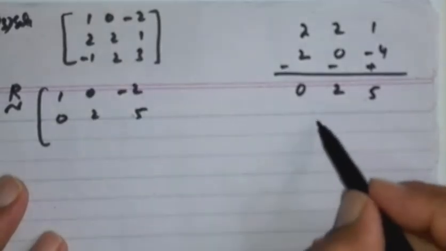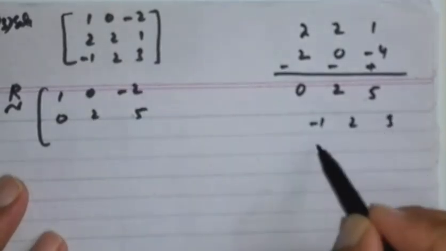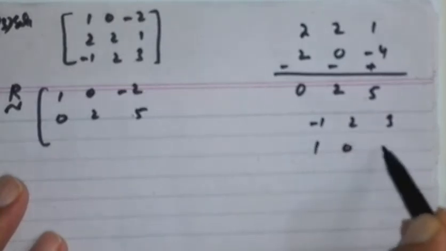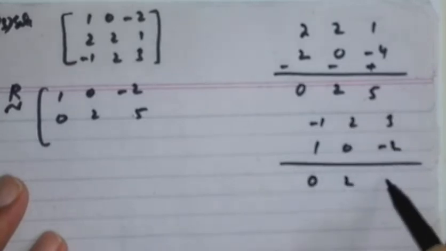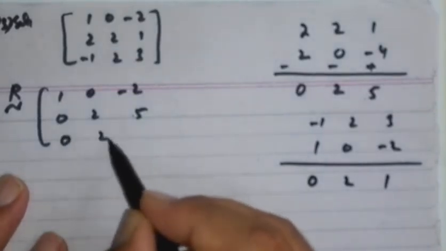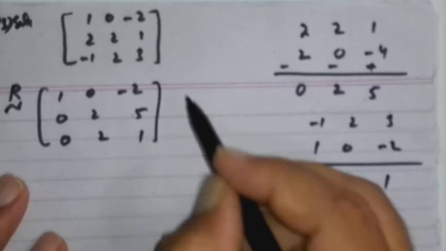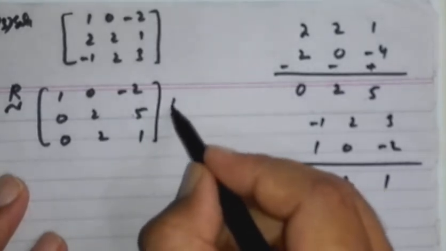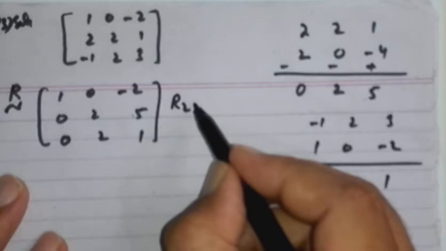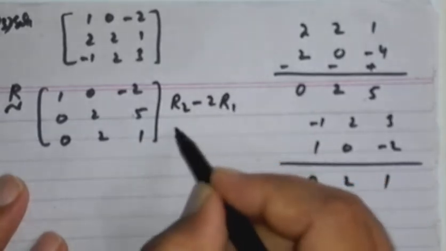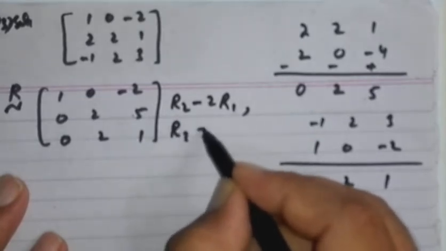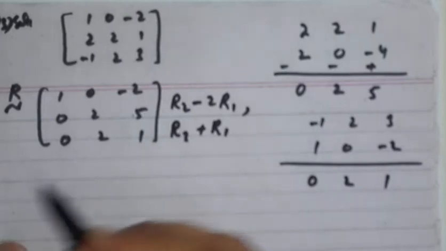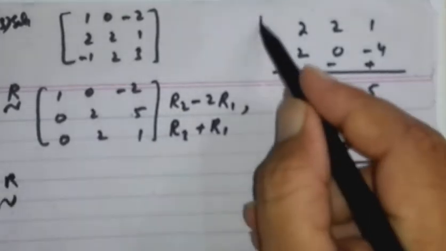And now write row third, which is minus 1 2 3, and add row first 1 0 minus 2 with it. So we get here 0 and here we get 2 and 3 minus 2 we get 1. So write it here 0 2 and 1. How? By row second minus 2 times row first and row third plus row first. Row operation. This is the rough work.